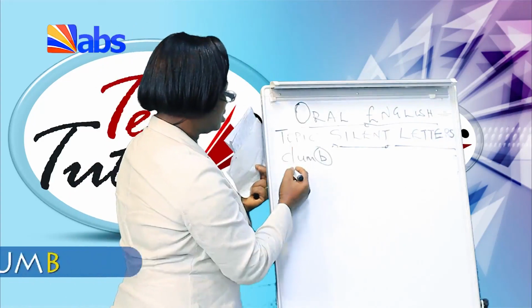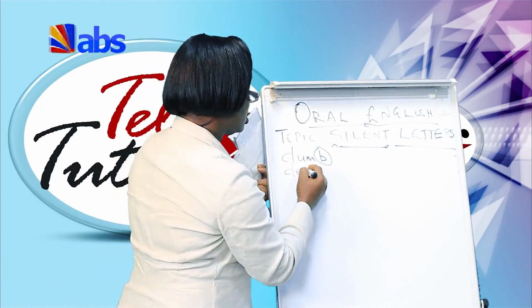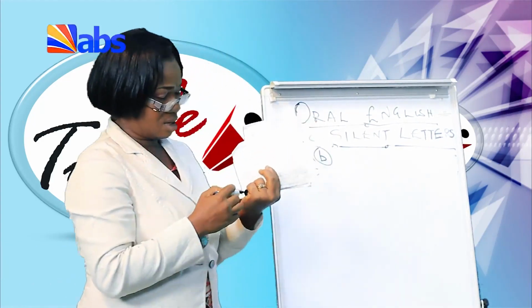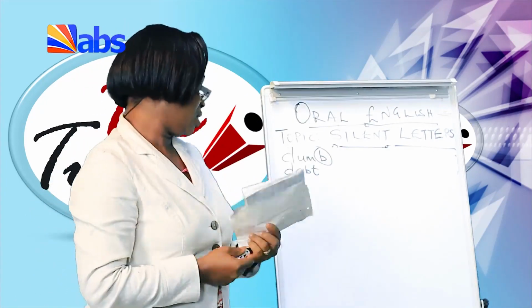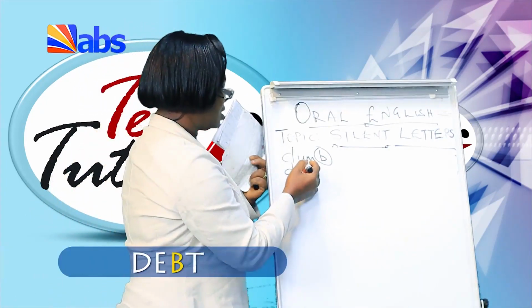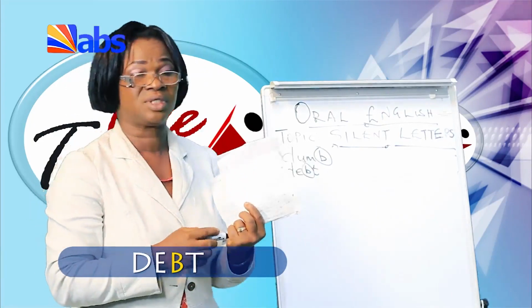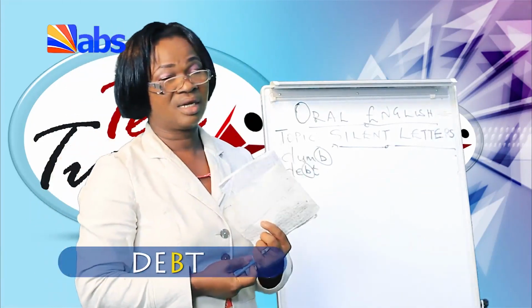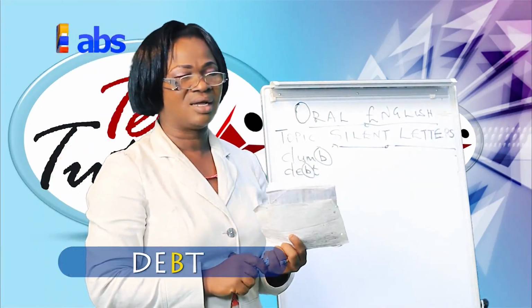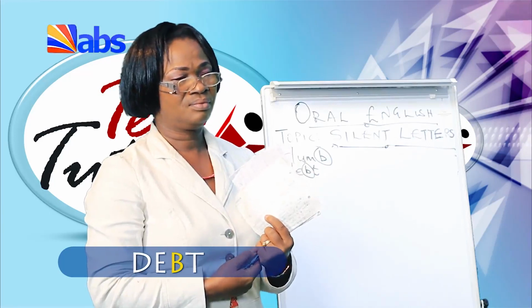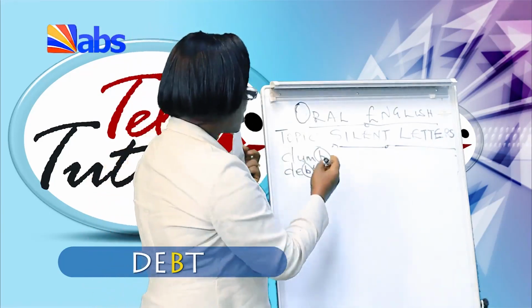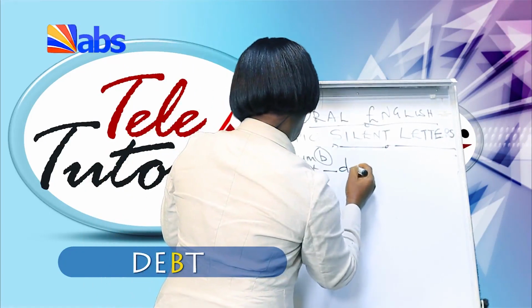Now let's talk about another word that too many people make a mistake with. That word is debt. It is wrong to pronounce the B in debt. There is no such thing as that in English. Everybody say debt. Debt. Debt.